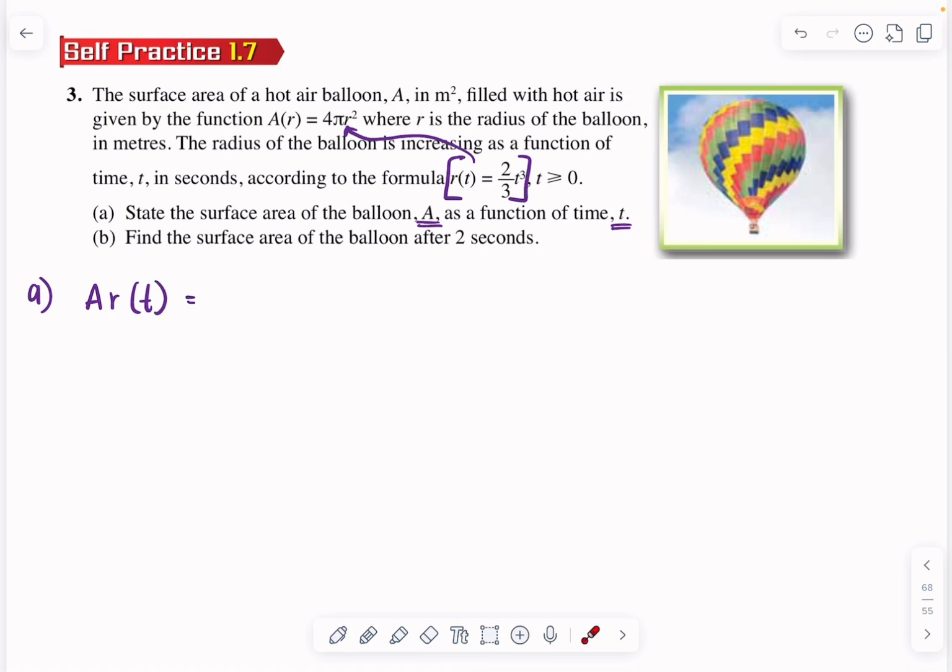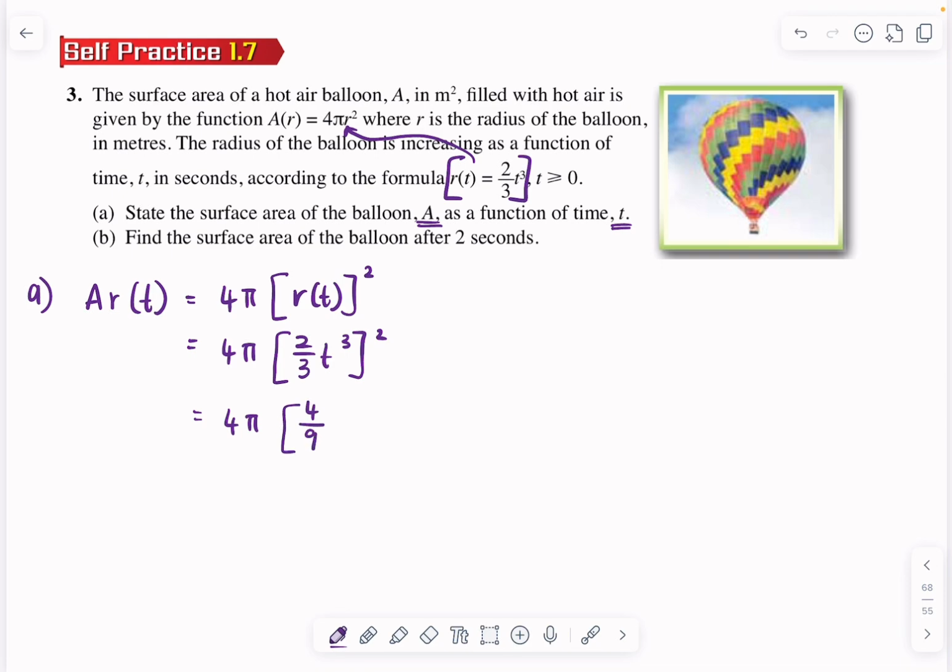So if A(r) is 4 pi r squared, A(r(t)) will be 4 pi r(t) squared. Now we know r(t) is this, so we can sub this into here. So 4 pi times (2 over 3 t cubed) squared. Then we expand. (2 over 3) squared is 4 over 9. (t cubed) squared will be t to the power 6. So it will be 16 over 9 pi t to the power 6.